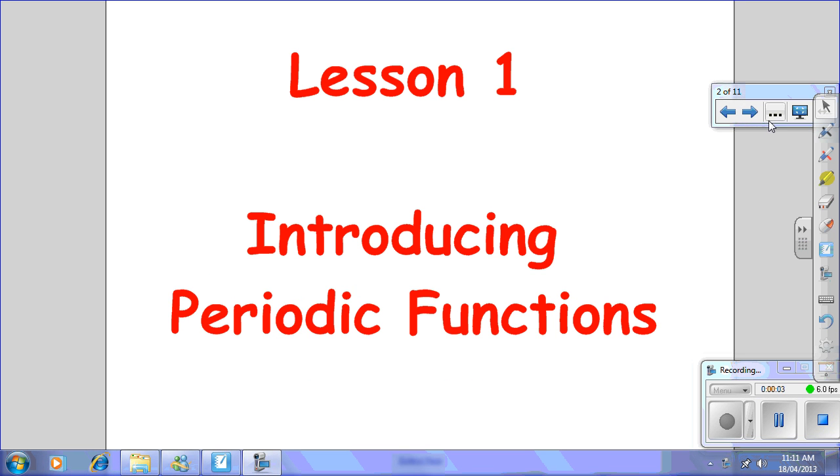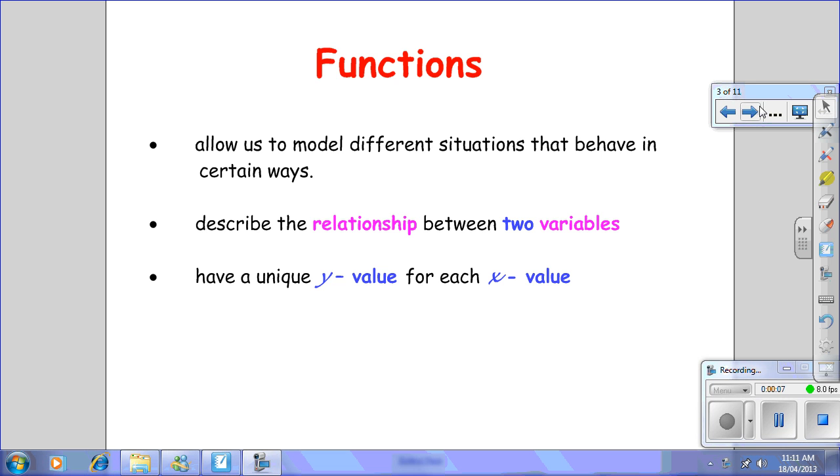Trigonometric functions and introducing periodic functions. We've already learned this year that functions allow us to model different situations that behave in different ways, and they're used to describe the relationship between two variables, and they have a unique y value for each x value.